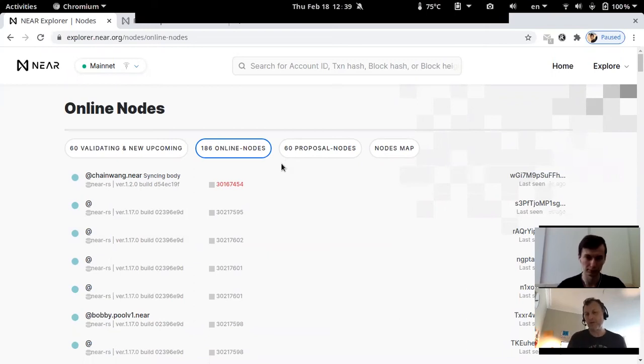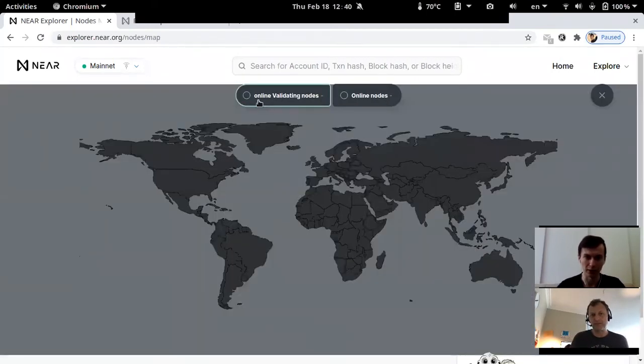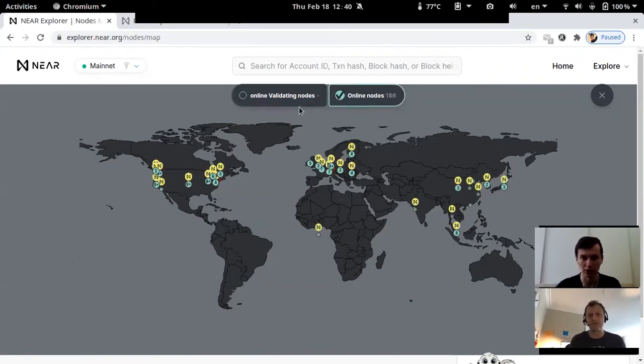And then what's the nodes map here? It's essentially a representation of where the nodes are located on the map. How can you do that? Where's that information coming from? When the online nodes report to us, the location is part of the telemetry payload.